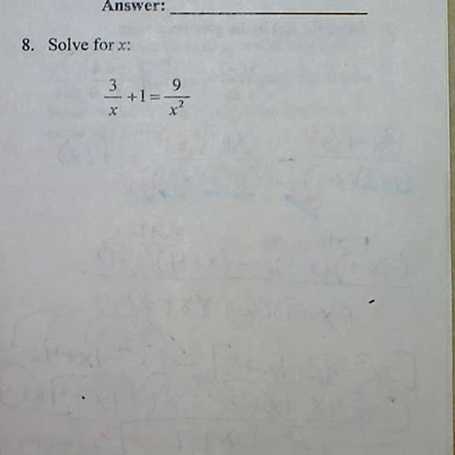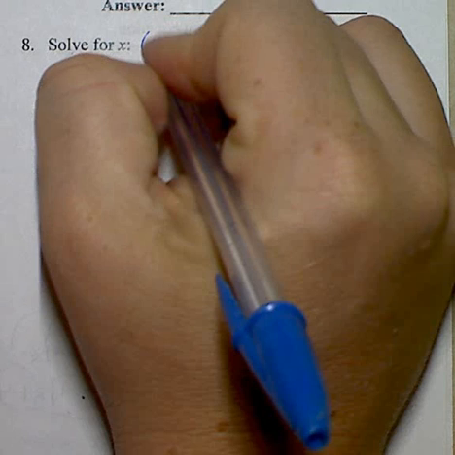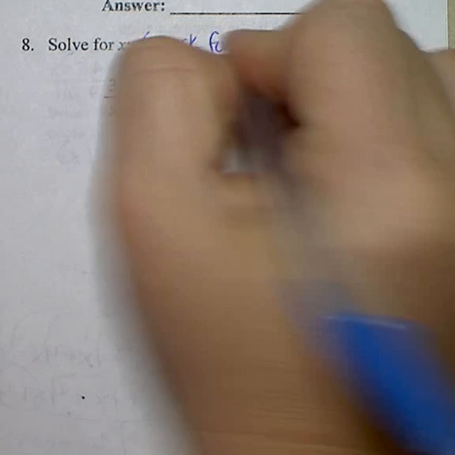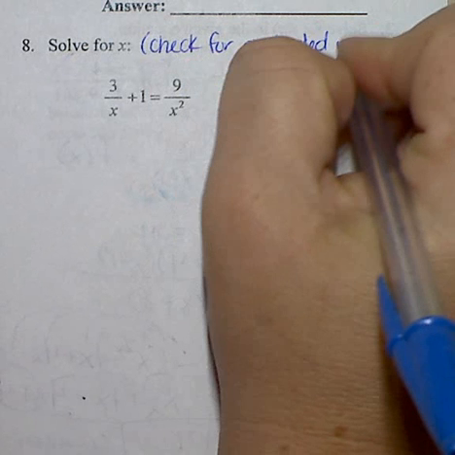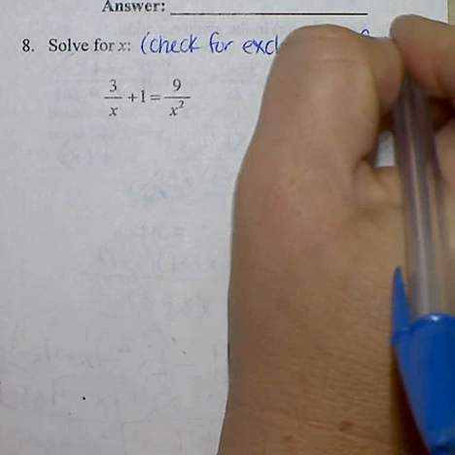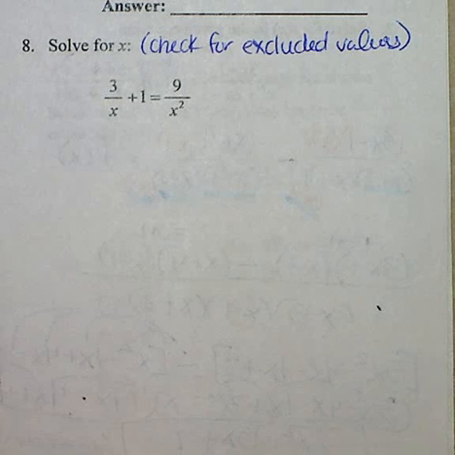Okay, now we are solving for x, but what we need to make sure is, please put in parentheses, check for excluded values. And excluded values mean extraneous solutions. They're values that would make the denominator equal to zero.